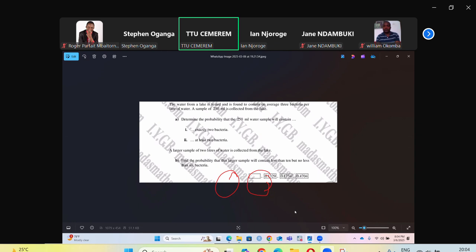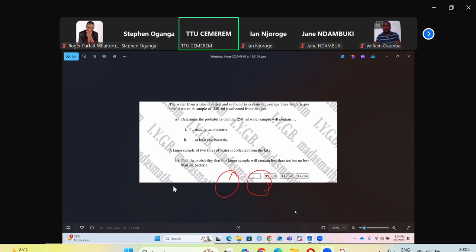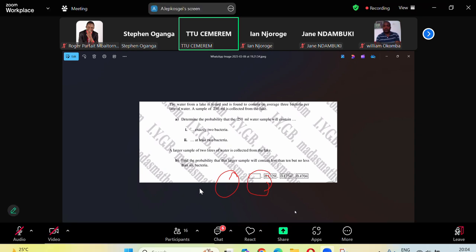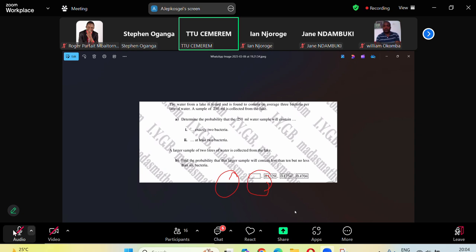What about now the second part? They're talking about a larger sample of 2 liters of water being collected. And now they ask you about the 2 liters. Here again, we need to rescale our rate. So what will be our average for the 2 liter sample? 6 bacteria. It will be 6 bacteria per 2 liters. So now in our calculation, we don't use 3 bacteria. In part B, we use 6 bacteria per 2 liters. We use the lambda of 6.